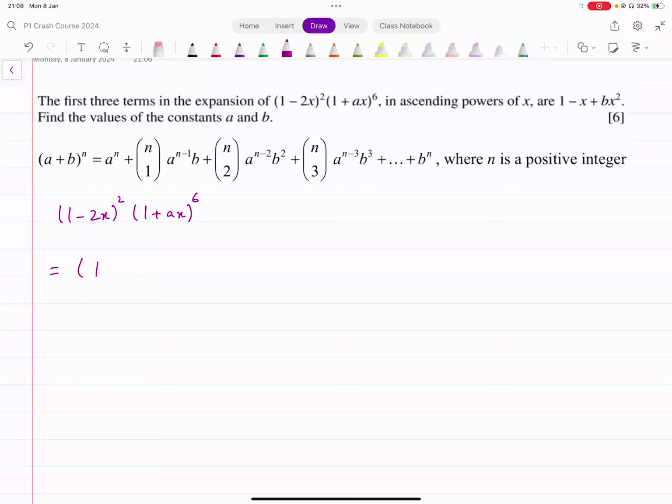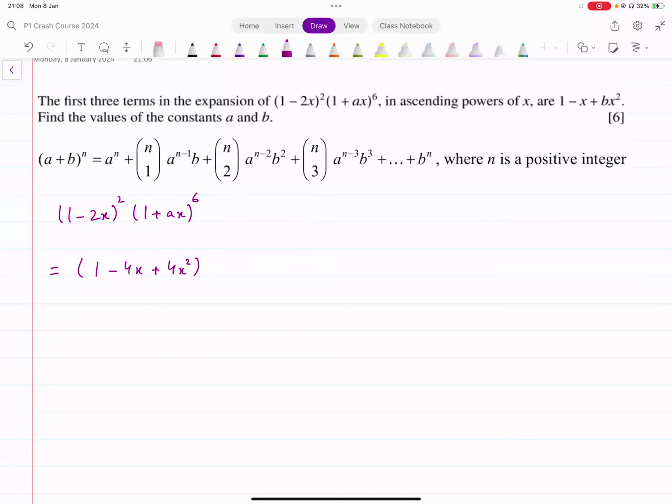That gives us 1 squared, which is 1, minus 2 into 1 into 2x, which is minus 4x, plus 2x whole squared, which is 4x squared. All right. Then this has power 6 in this. Okay. Now, this will need binomial.